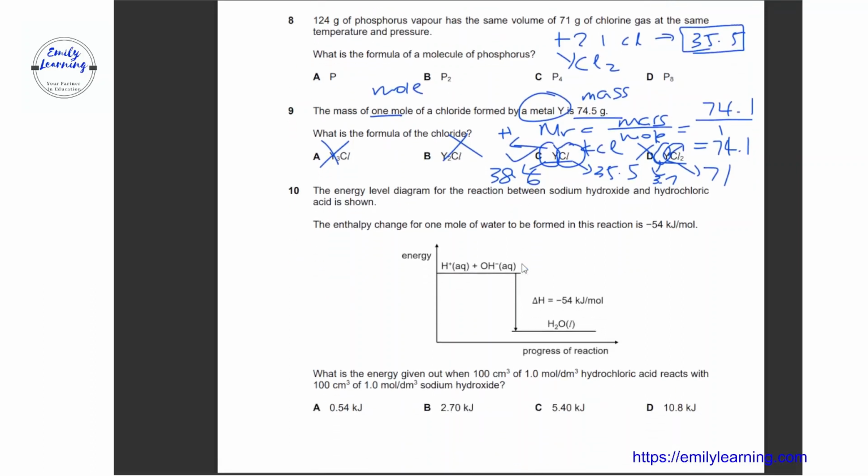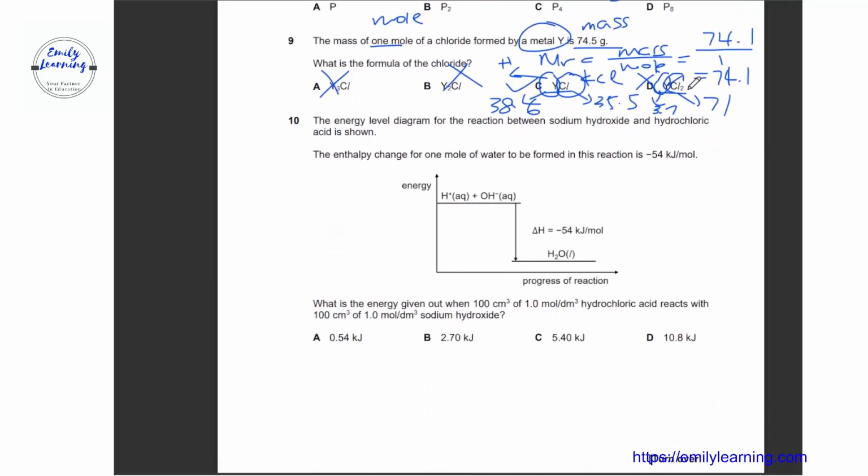Alright, let's move on to question 10. The energy level diagram for the reaction between sodium hydroxide and hydrochloric acid is shown. Basically, this is an acid-base reaction. The ionic equation for all acid-base reactions is basically H+ plus OH- forms H2O. This reaction is exothermic because the energy level of the reactants is higher than the energy level of the products, and the delta H is minus 54 kilojoules per mole.